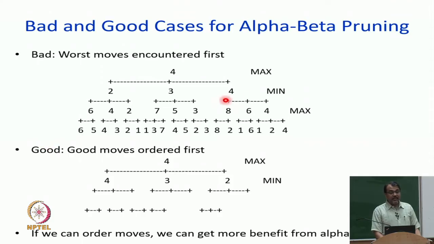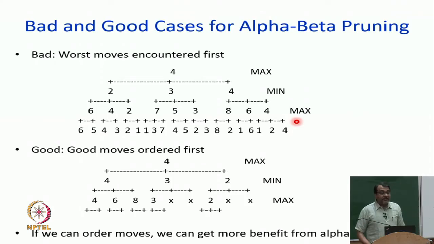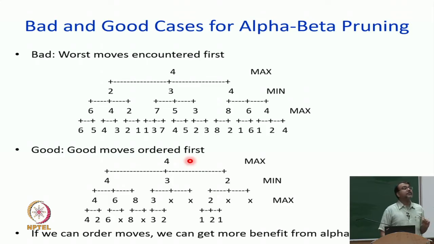Similarly, for the children of 4, how should I order them so that I can get the best pruning? 4, 6, 8, it is a min node. So, I start with the min first. So, I should do 4, 6, 8 first, and if I do this, then you will see that when I come to 3 and have explored 3, alpha will be 4, beta will be 3. Alpha will be greater than or equal to beta, no point in exploring any further, we can prune and go back. So, in this way I will get the maximum pruning.